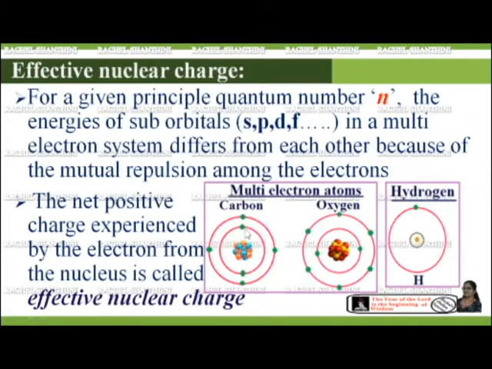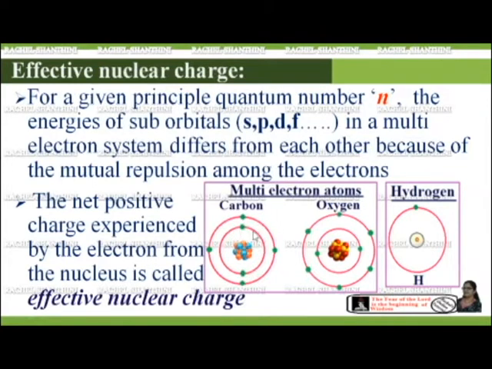And as we have discussed earlier, due to the presence of the electrons in the inner shell, the electrons present in the outer shell will not experience the full positive charge of the nucleus. The shielding of the outer electrons from the nucleus by the inner electrons reduces the effect of positive charge of the nucleus upon the outer electrons. So the net positive charge experienced by the electron from the nucleus is called the effective nuclear charge.